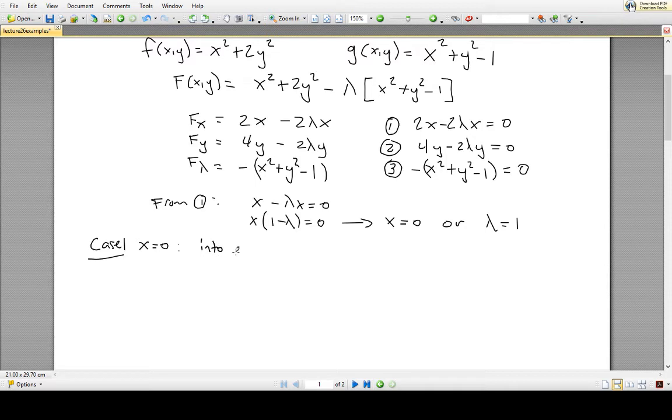So into equation 3, the first thing I can do is multiply both sides by negative 1. Either way, this negative goes away. And if I substitute in x equals 0 into equation 3, I'm left with y squared minus 1 is equal to 0. Let's write that down a little bit cleaner: y squared minus 1 is equal to 0.